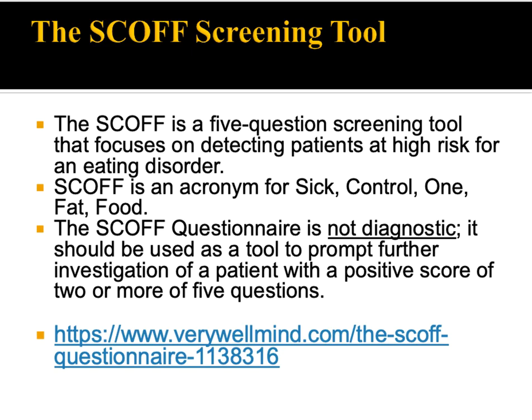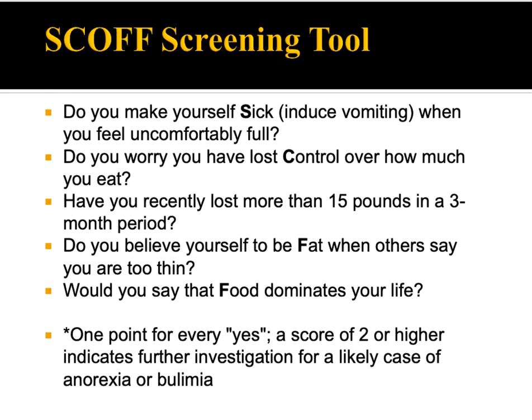SCOFF is an acronym for Sick, Control, 1, Fat, and Food, and I'll show you the questions. And again, it's not diagnostic. And here is a resource for you if you'd like to look into it more. So, do you make yourself sick? So, induce vomiting when you feel uncomfortably full.